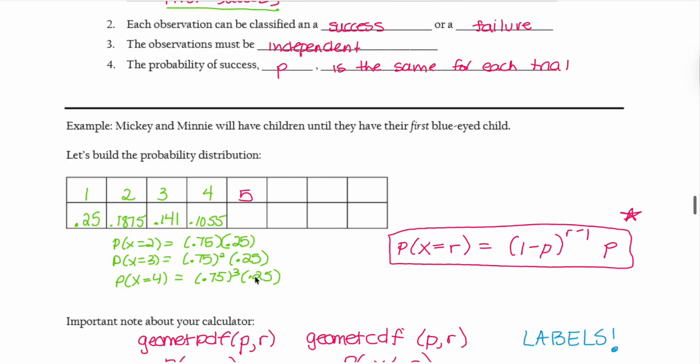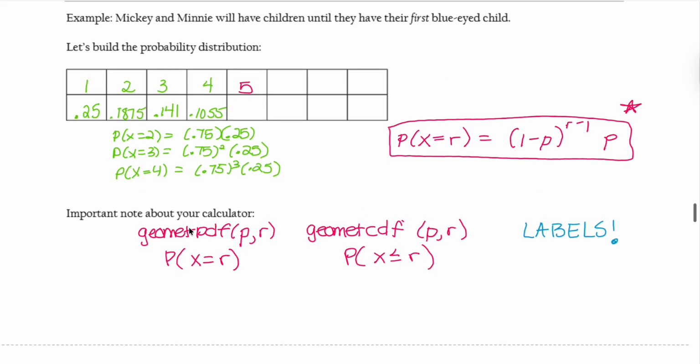And so on, like this. An important note about your calculator: geometpdf(p, r) is the same thing as writing out the probability of x equal to r. geometcdf(p, r) is the same thing as the probability of x less than or equal to r. And don't forget the labels, just as we did previously.